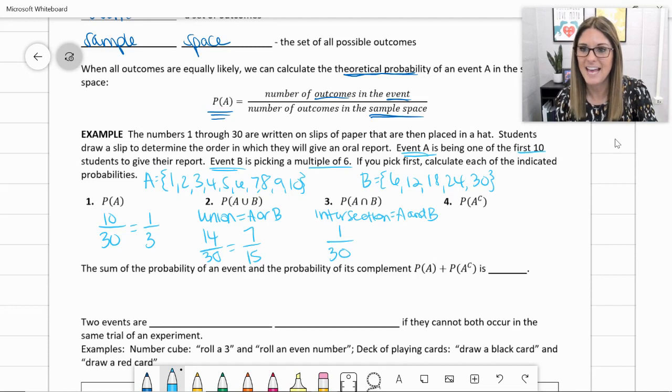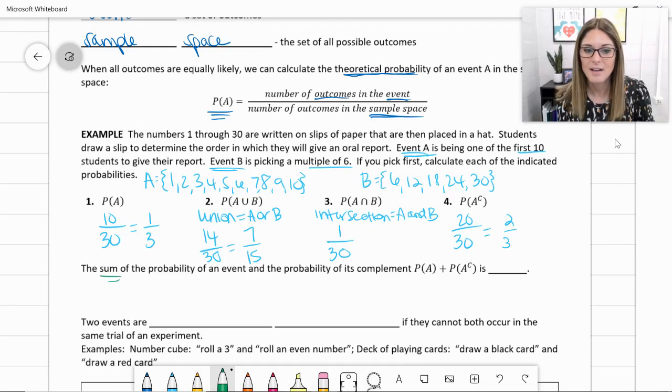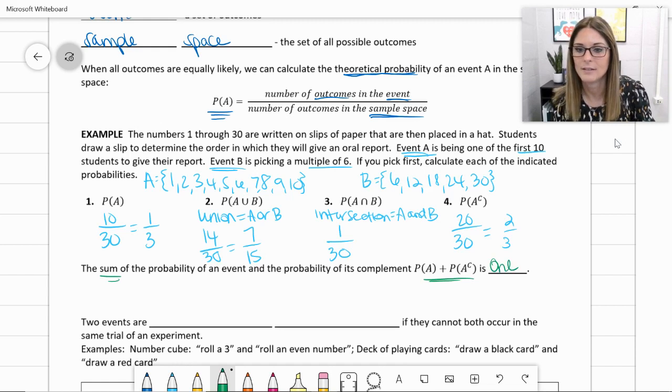Number 4, the probability of A complement, so not in A. We've got 1 through 10 is in A. That would mean 11 through 30, or there are 20 values out of 30 left over, and you can reduce that down to 2/3. The sum of the probability of an event and the probability of its complement, which we can note here, probability of A plus the probability of A complement, is always 1. We can see that if I take the 1/3 from the probability of A and add it with example number 4, the complement of A was 2/3, equals 3/3 or 1.